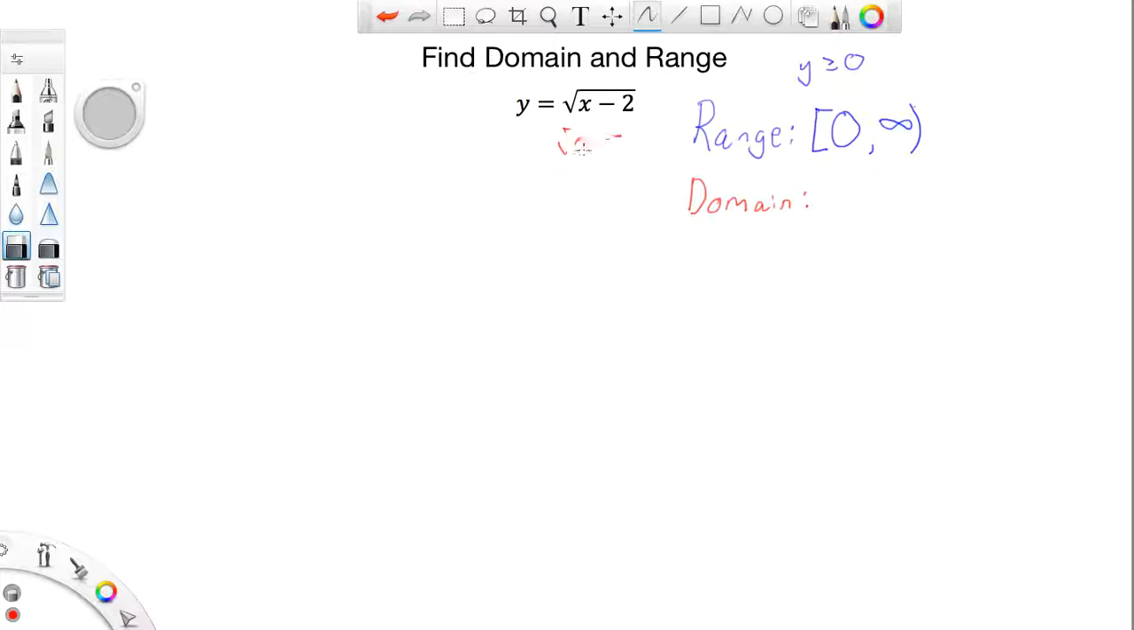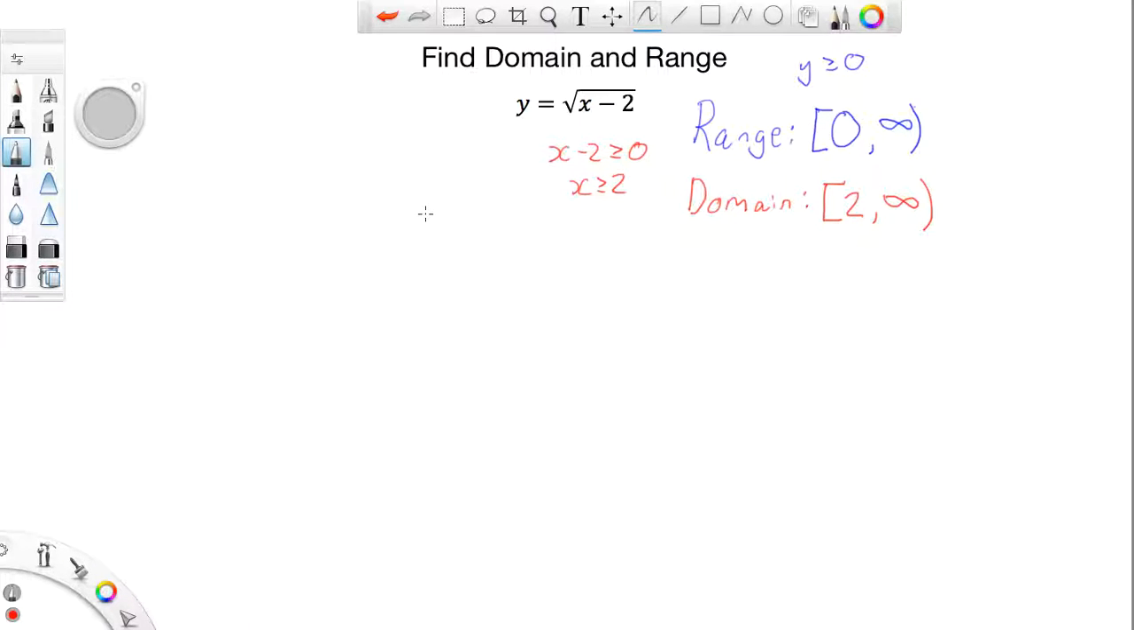So we need to have it so that what's underneath the square root sign is greater than or equal to 0. So we write a little equation here: x minus 2 is greater than or equal to 0. And we solve for x. So now we find out that the domain is x is greater than or equal to 2. So again, we're going to use our interval notation, and because x can be 2, we use a bracket, and we start with a 2, and again, we go to positive infinity. And that is our domain and our range.